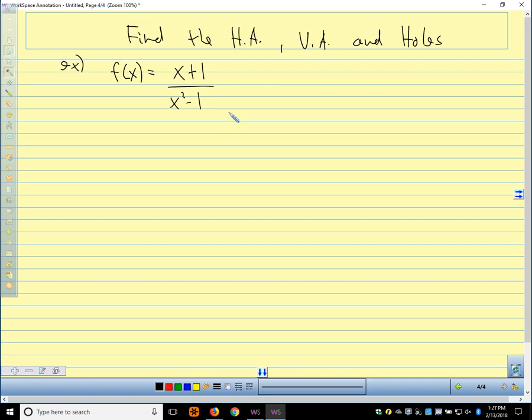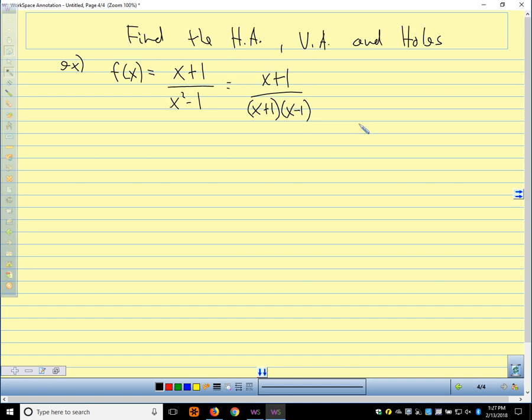Laugh. All right, so here's our function. F of x equals x plus 1 over x squared minus 1. When we work with rational functions, we should do exactly like we did when we did our partial fraction decomposition. We're going to factor the denominator: x plus 1, x minus 1. Because we need to know when the denominator is 0 for our vertical asymptotes.